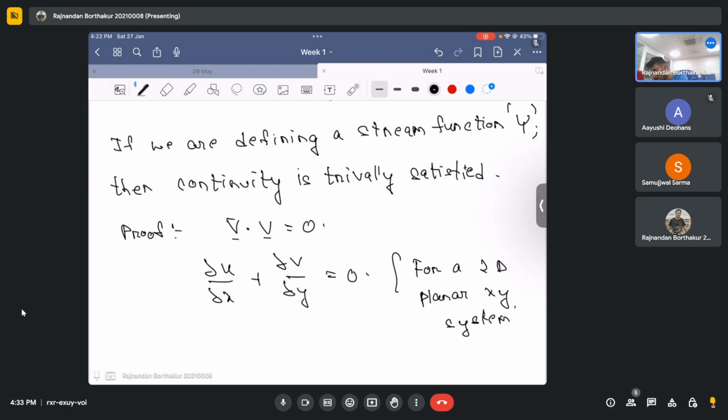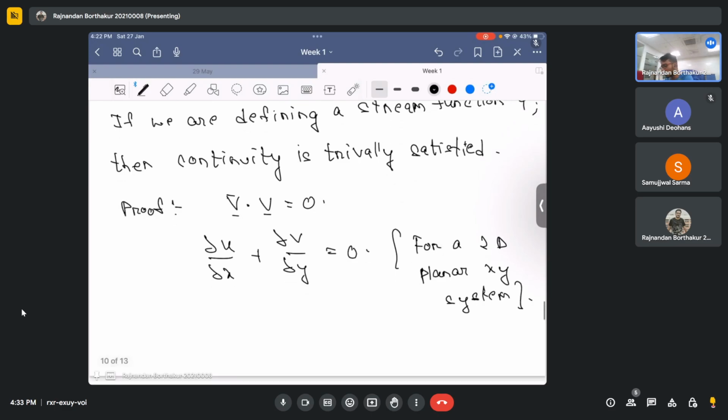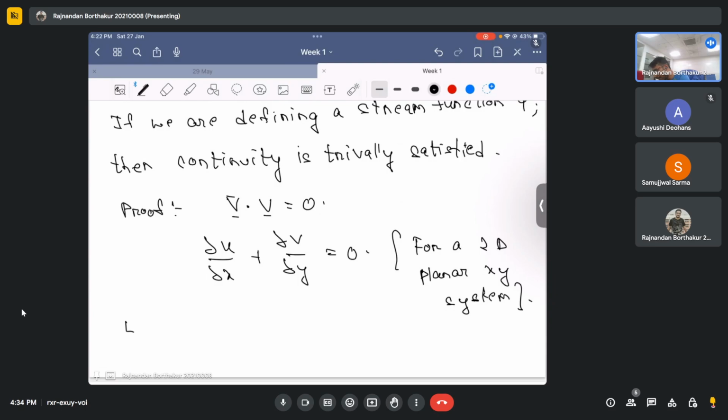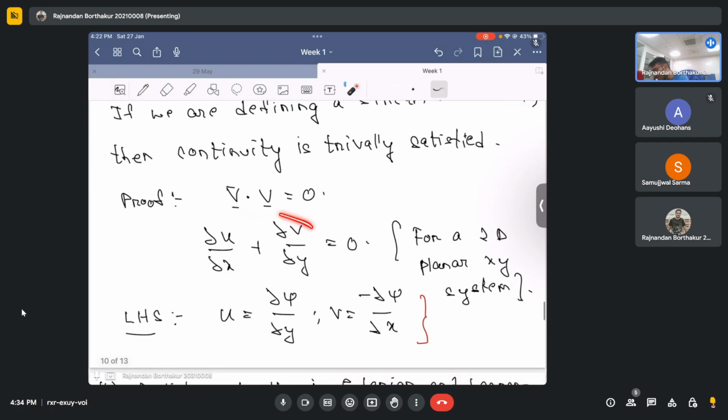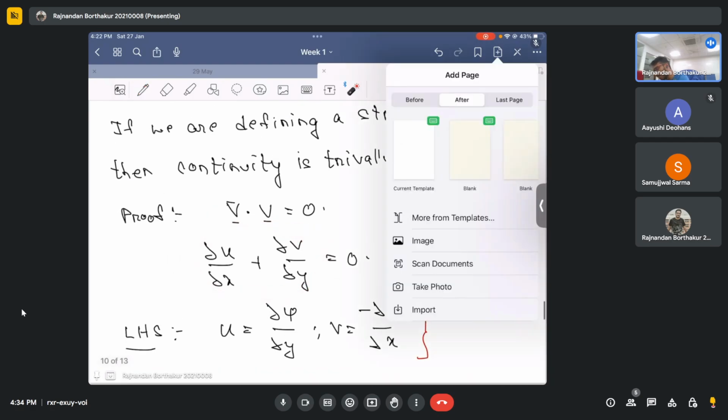Okay. Now let us introduce the definition of the stream function. So for the left hand side of this expression or equation, if we now insert the definition of stream function, I said that u is nothing but del psi by del y, and v is nothing but minus del psi by del x. Okay. So using this, let us evaluate the left hand side of this thing. Let us go on and evaluate this.